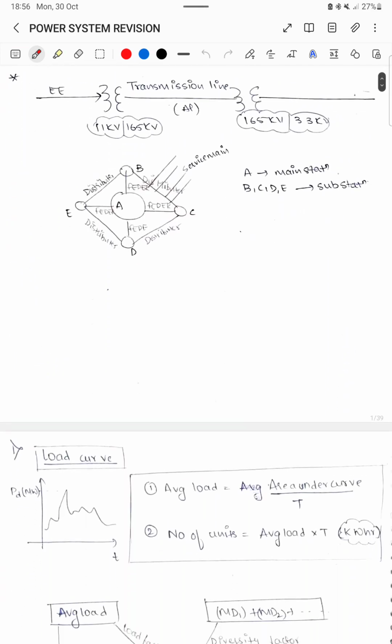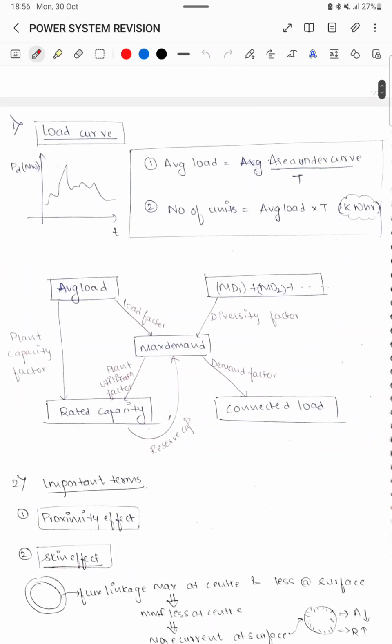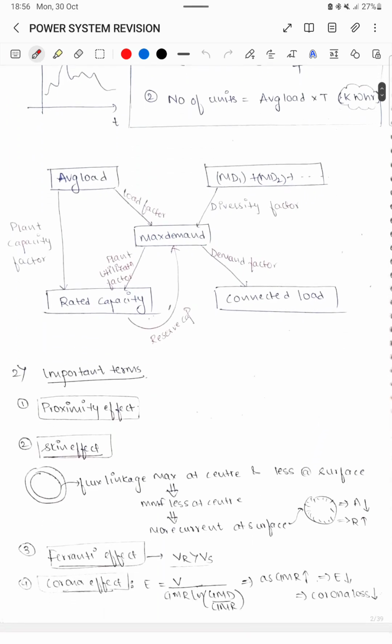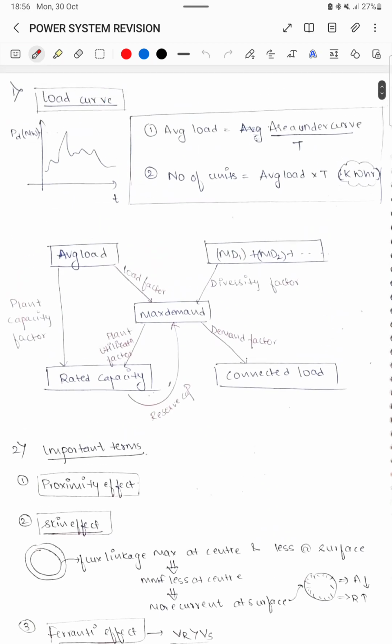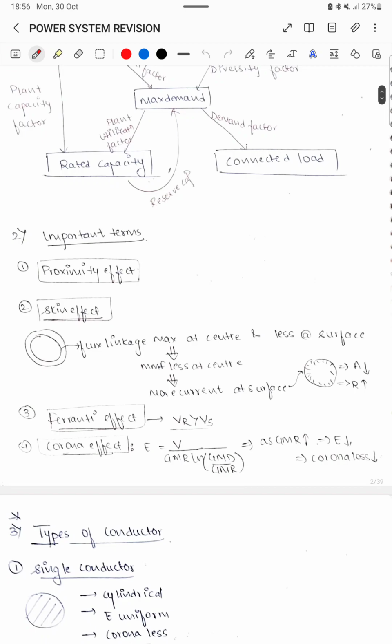Then we will be looking at the basic structure of a transmission line. Then we will look into what exactly you mean by load curve. We'll see one of the shortcuts in load curve. How do we find load factor, diversity factor, plant utilization factor, demand factor, then reserve capacity, plant capacity factor. We will see, while calculating energy bill, what number of units exactly means. We'll see what you mean by average load, what you mean by energy.